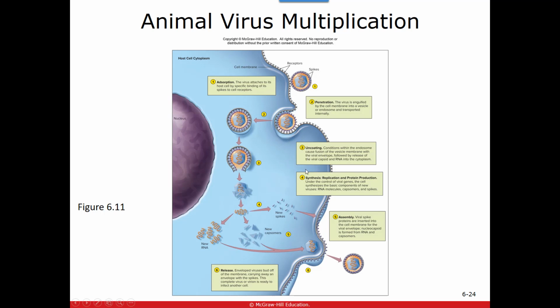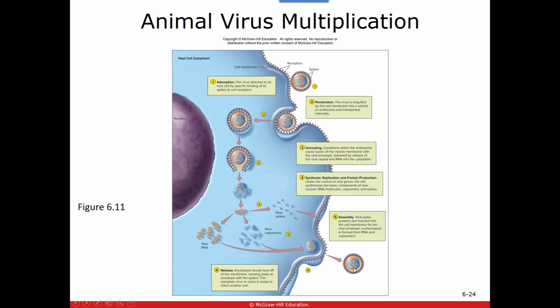Then we have the synthesis. It's got to make the parts of the virus. Now the parts of a virus are proteins, that protein coat, the capsid, and the nucleic acid. So it's got to make any spikes. It's got to make all the capsomeres that are going to make up the capsid, and it's going to make any new genetic material. So you're going to make all the parts, then we're going to assemble them so it actually looks like the virus, and then you're going to have the release. It's going to leave the cell and go infect other cells.